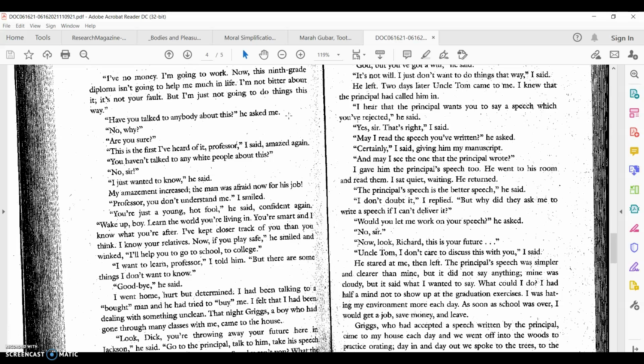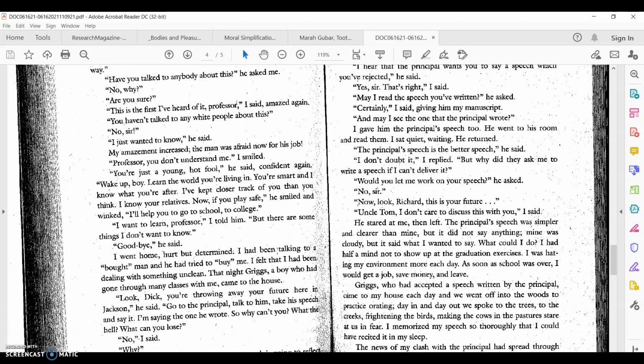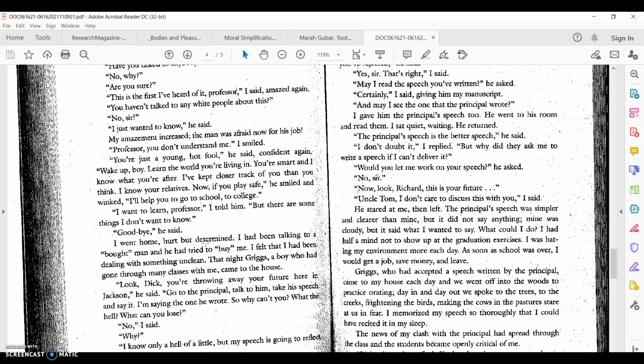Professor, you don't understand me, I smiled. You're just a young, hot fool, he said, confident again. Wake up, boy, learn the world you're living in. You're smart, and I know what you're after. I've kept closer track of you than you think. I know your relatives. Now, if you play safe, he smiled and winked, I'll help you go to school, to college. I want to learn, Professor, I told him, but there are some things I don't want to know. Goodbye, he said. I went home hurt but determined.